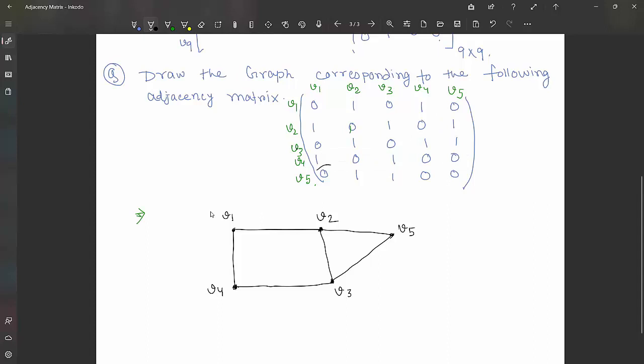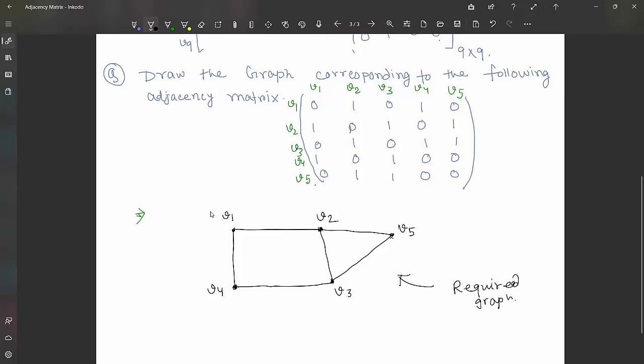And then similarly for V5, if you go to V5, this is the V5 row and this is the V5 column. Here V5 is adjacent to V2 and V5 is adjacent to V3. V5 is adjacent to V2 and V3. So it is also verified. So that means this is the non-directed graph. So this is the required graph.